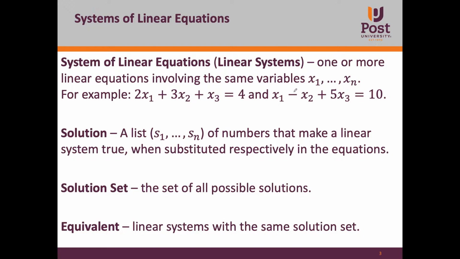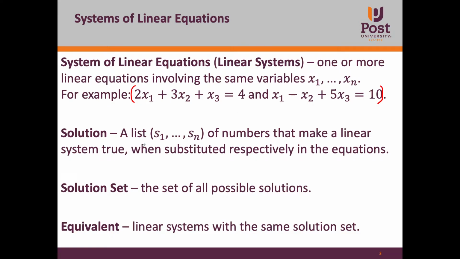And a system of linear equations, or linear system, is one or more linear equations involving the same variables, x sub 1 up through x sub n. So, for example, 2 times x sub 1 plus 3 times x sub 2 plus x sub 3 is equal to 4, and x sub 1 minus x sub 2 plus 5x sub 3 is equal to 10. This particular linear system that we have here is not a typical one that we'll be seeing, but this certainly is indeed an example of one.